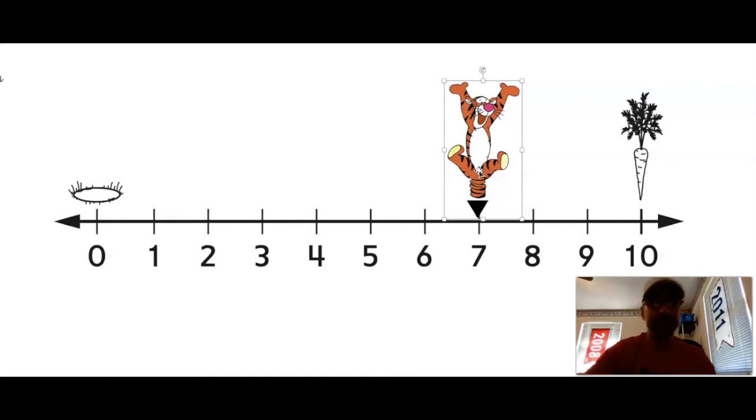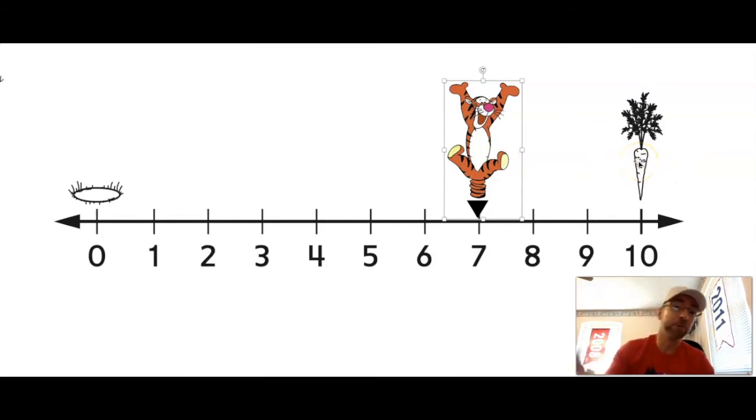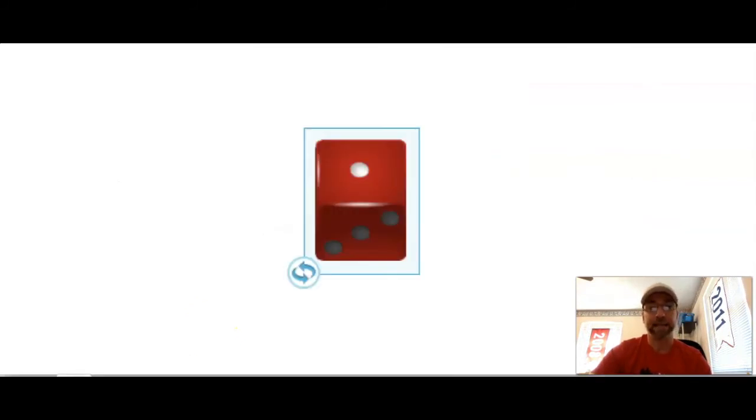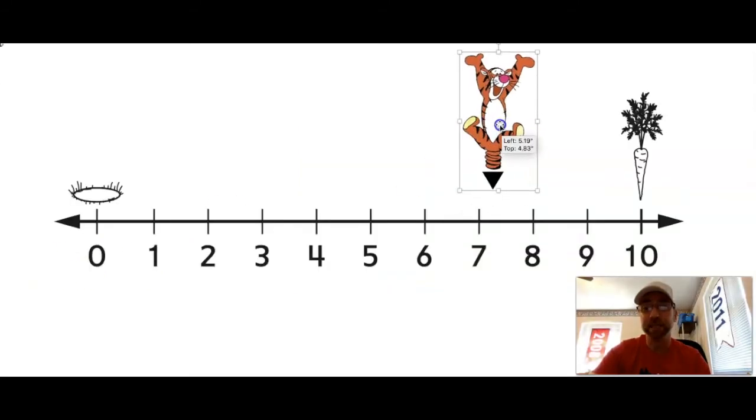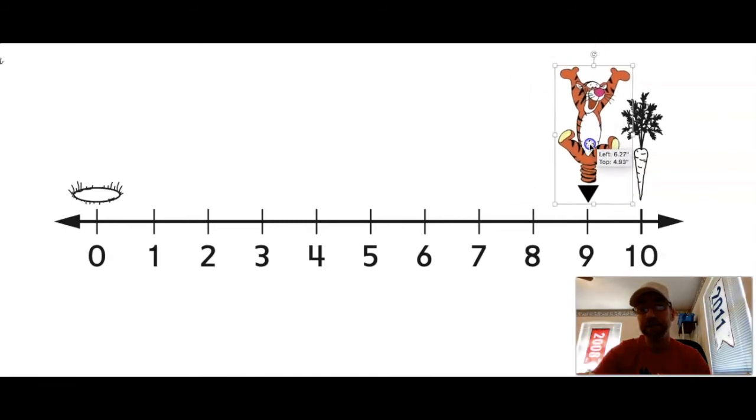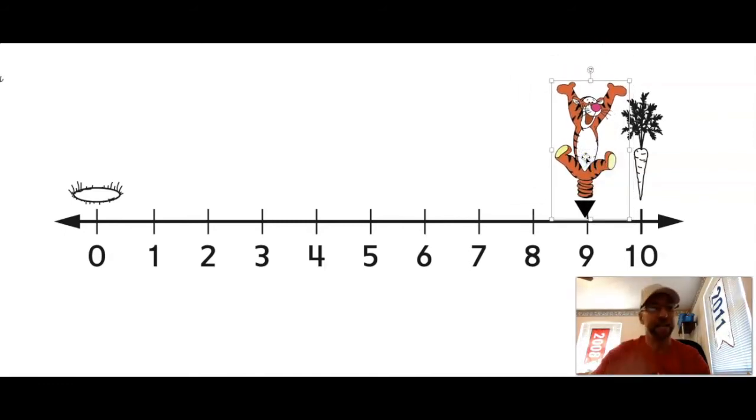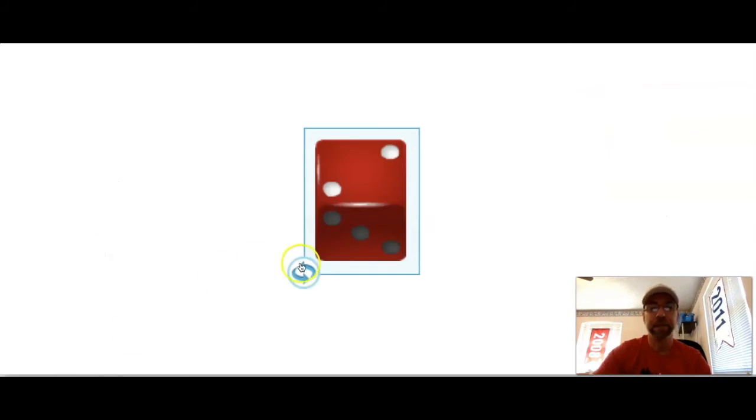Now, you see a carrot on the number 10. Tigger wants to get that carrot and bring it back to the hole. Let's see what I roll next. This time I rolled a 2. Tigger's gonna hop 2 spaces. 1, 2. He's getting close to that carrot. Here we go.